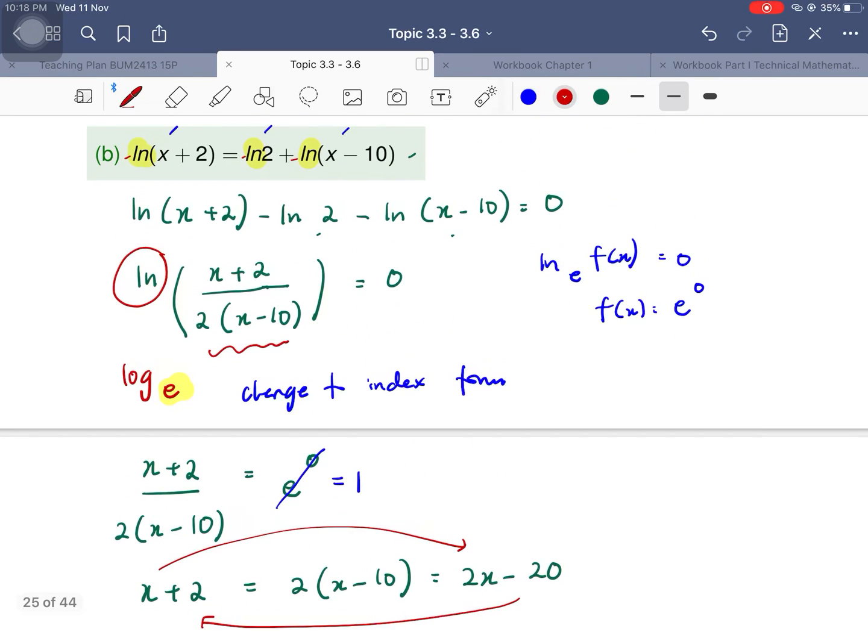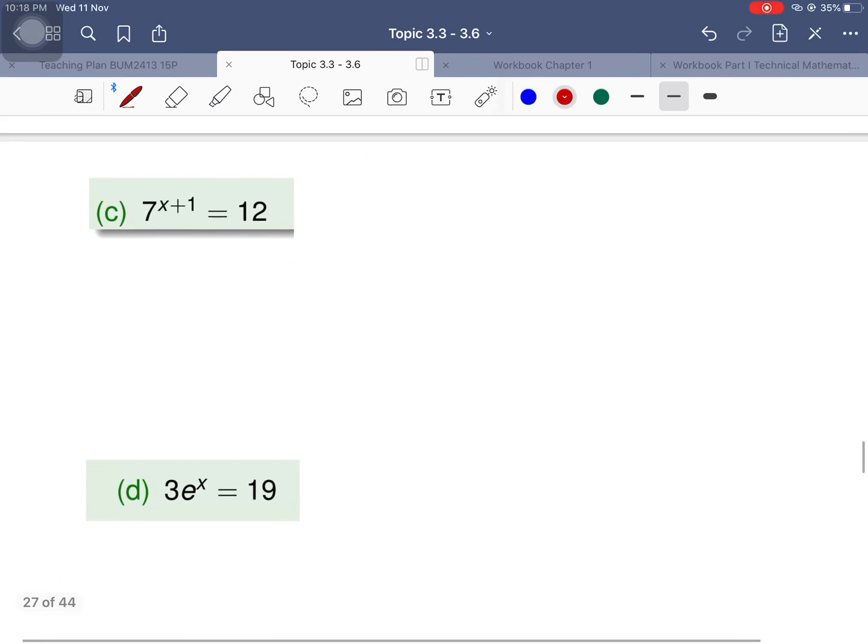So basically what I did is first, I have two different terms. I make sure that they have the same base. So that is the case for this one. And then I simplify them. So instead of having three separate terms, I simplify into one log term, right? I used the log properties, and then what I did is I changed that into index form. Then only I am able to find the value of x.